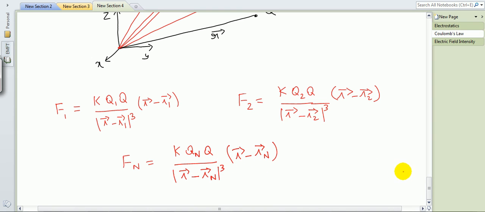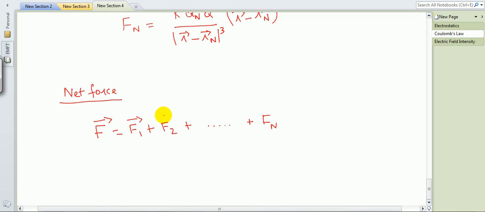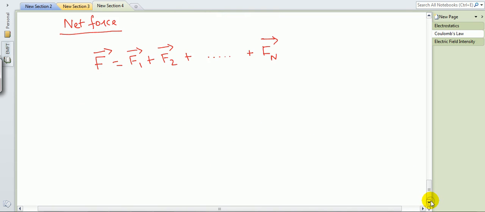So if I add all of them to find the net force on charge q due to all these charges, it will be F equals F1 plus F2 plus and so on up to Fn, and this is all the vector sum, not the algebraic sum. I have to calculate in vector form.